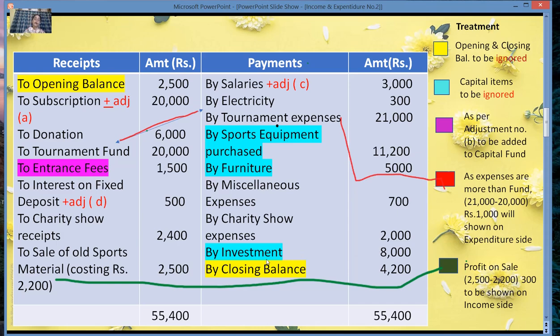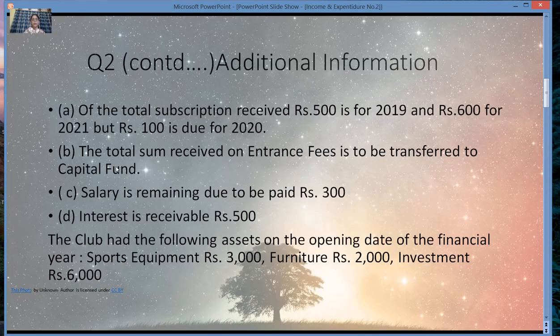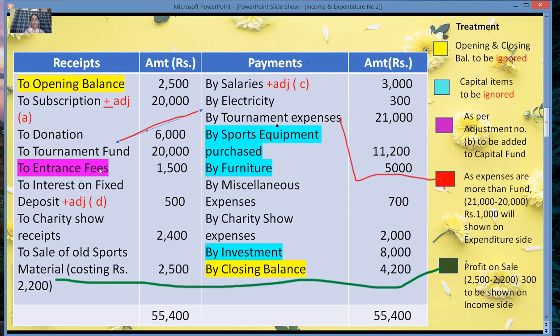Yes, these are all assets, and these are not to be shown, so this is denoted by the capital items, which are to be ignored. Next, if you remember your adjustment number 2, it says the entrance fees is to be transferred to the capital fund. So this we cannot show. It is transferred directly to your balance sheet and is not shown in your income and expenditure account.